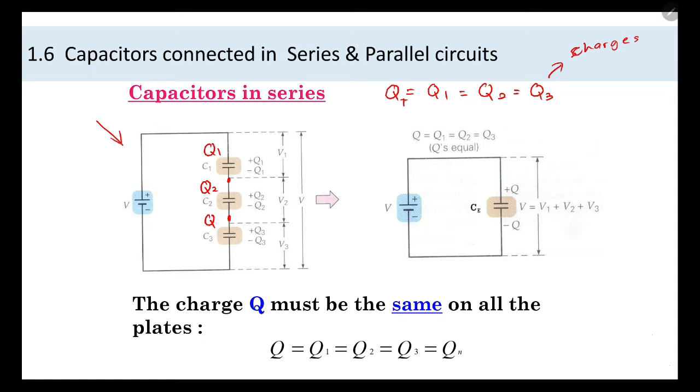Alright, so the other thing that you need to know is the potential. The potential for capacitors in series should be different. So the total potential V total is equal to V1, which is the potential at C1, plus V2, which is the potential at C2, plus V3, which is the potential at C3. So this is the thing that you need to know.